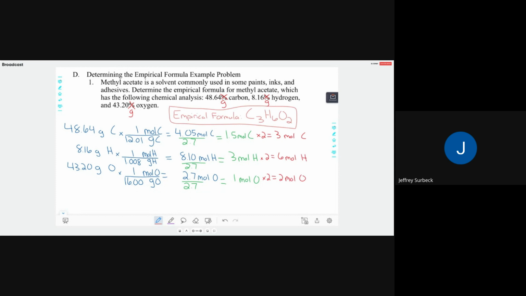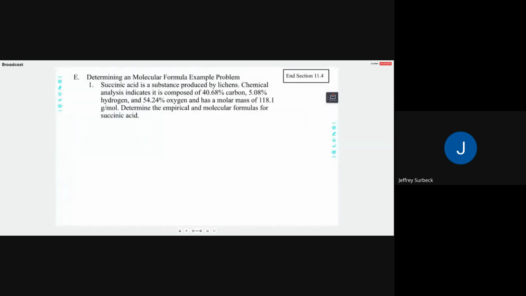Okay. All right. So last problem here. I'm going to go a little bit quicker over this stuff here because I need to emphasize, well, what's the difference between the empirical and molecular type of problems? And so we go through this. We have our acid. It's produced by lichens. Chemical analysis says it's 40.68% carbon, 5.08% hydrogen, and 54.24% oxygen. Now, what we have in this problem that we did not get before, the molar mass of the compound in the analysis. So now we got to go one step further, okay?